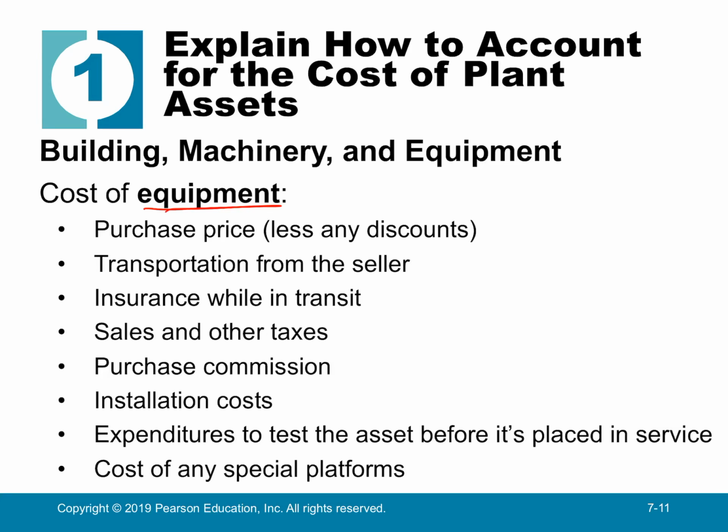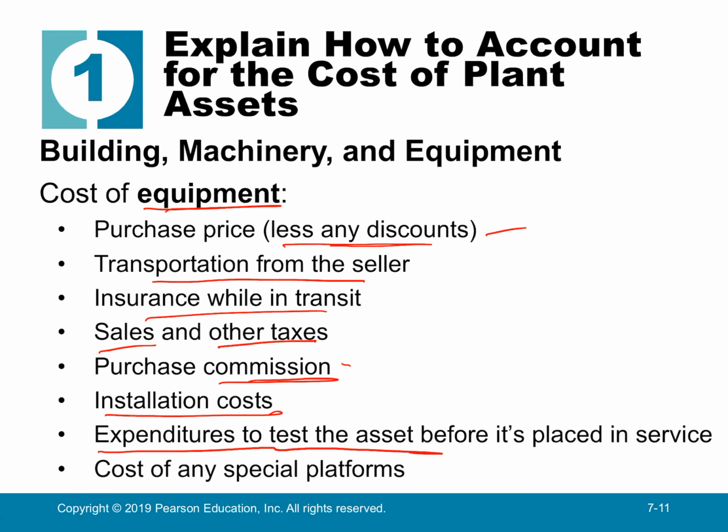What about the cost of equipment? Well, we have the purchase price, less any discounts we might receive, for example, if we pay early, any transportation from the seller, insurance while it's being transported, any sales and other taxes, any commissions that we needed to pay to buy it, installation costs, right? Any money we have to spend to test the asset before it's placed in service. This also includes training employees to use this asset early on, not after it's already been put into service.